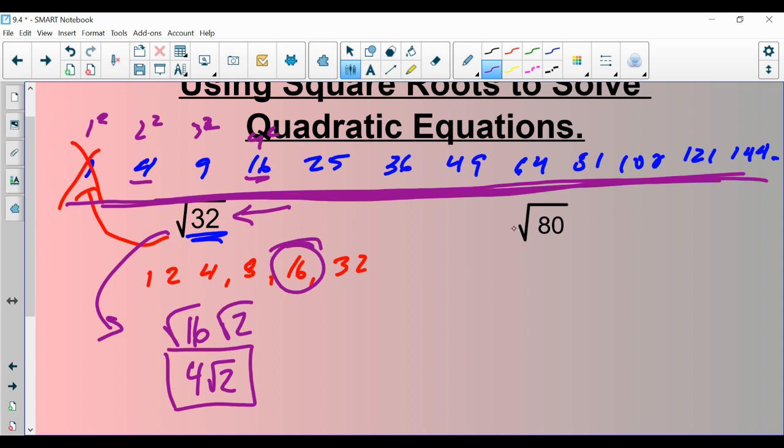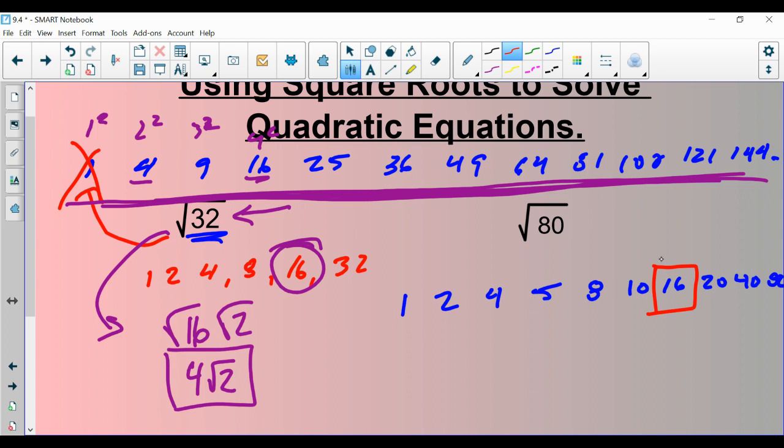Let's try the square root of 80. Up here, which of these numbers are factors of 80? If you need to list all of the factors of 80, you may do so. The factors of 80 are 1, 2, 3 is not a factor, but 4 is. 5 is a factor. 6 is not a factor. 7 is not a factor, but 8 is a factor. 10 is a factor. 16, 20, 40, and then 80. All of these numbers are factors of 80. What is the biggest number on the list? Once again, it's 16.